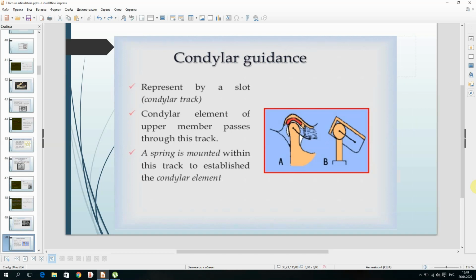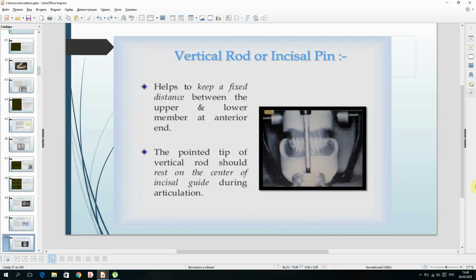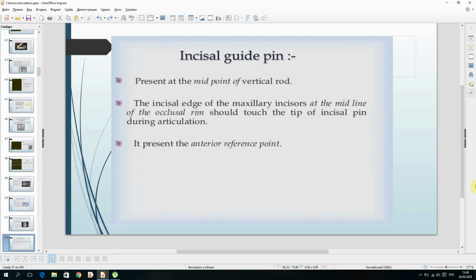Condylar guidance represented by a slot, the condylar track. Condylar element of the upper member passes through this track. A spring is mounted within this track to stabilize the condylar elements. Vertical rod or incisal pin helps to keep a fixed distance between the upper and lower member at anterior end. The pointed tip of vertical rod should rest on the center of incisal guide during articulation.